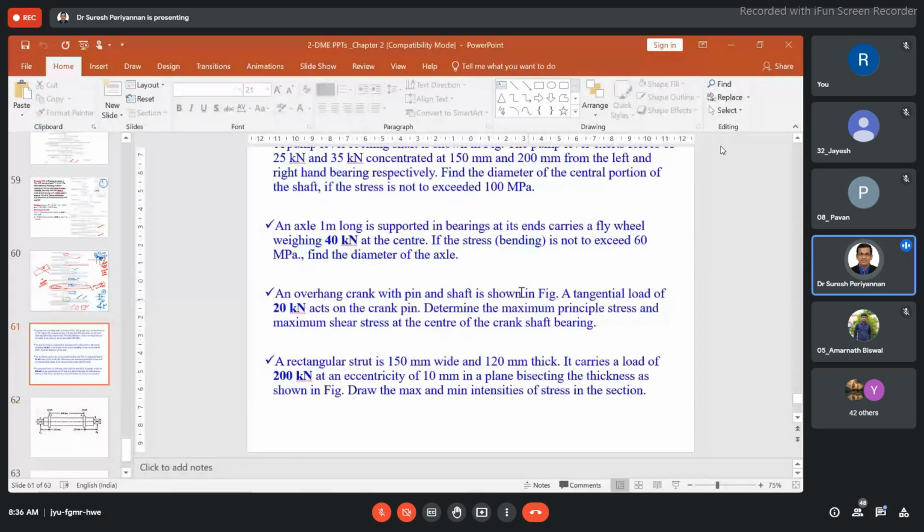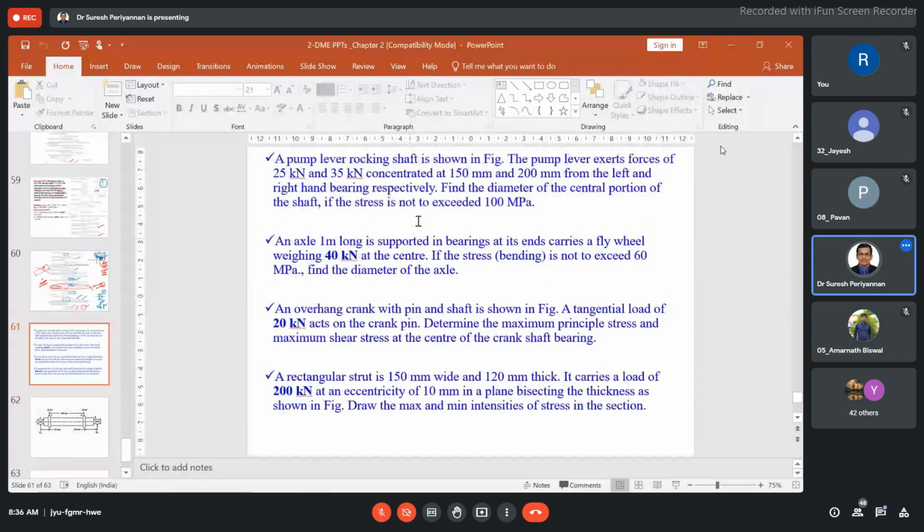Now our aim is to find the diameter of the central portion of the shaft, where the limiting stress is given as 100 megapascal. Now see here, we didn't discuss this kind of problem, using the simply supported beam concept and the simple cantilever beam concept, in the earlier class. Now we discuss this problem and then we move to the next topic.